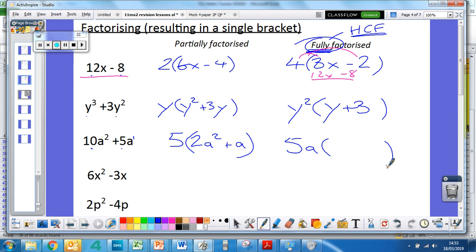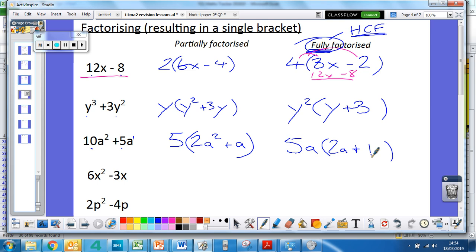5a times something gives us the 10a squared. The 2 gives us the 10, the a turns it into an a squared. Plus 5a. Well, 5a times something is 5a. Hang on a minute. 5a times something is 5a. It's 1, isn't it? 1 lot of 5a is 5a. It's that plus 1 that very high achieving students still make mistakes on. It's a little thing that you've got to be careful of.